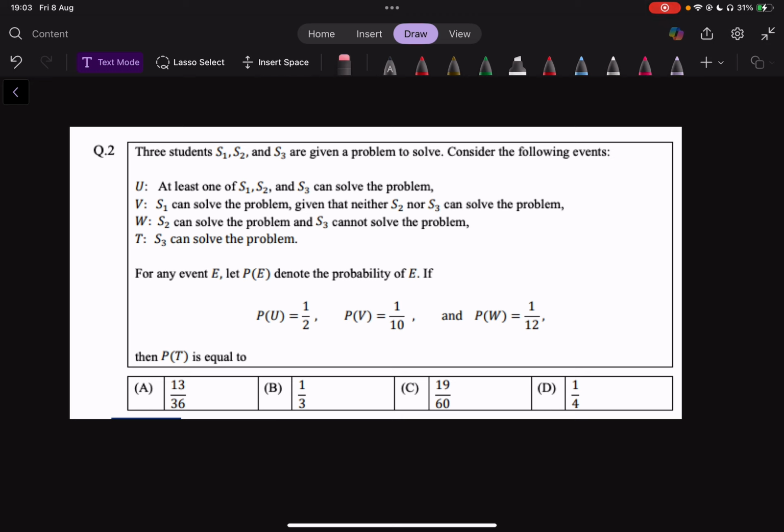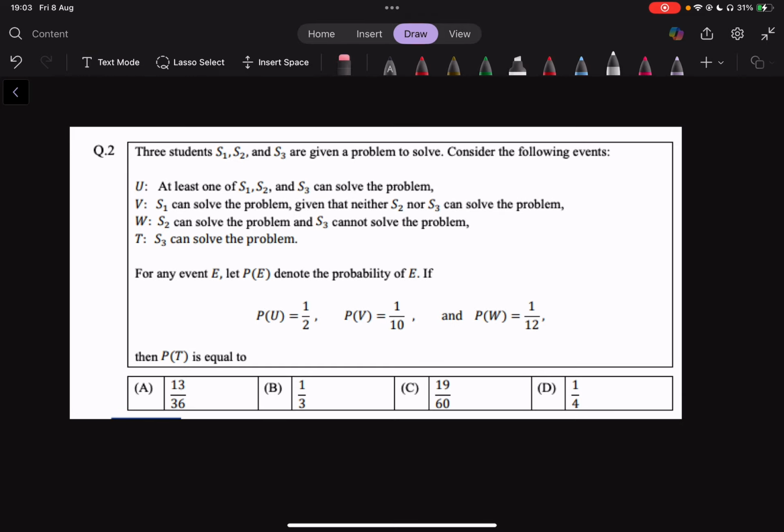The first event is that at least one of the students S1, S2, S3 can solve the problem. The second event is that only S1 can solve, but neither S2 nor S3 can solve the problem. In the third event, S2 can solve the problem and S3 cannot solve the problem. And in the fourth event, S3 can solve the problem. So the probability that S3 can solve the problem is what we are required to find.